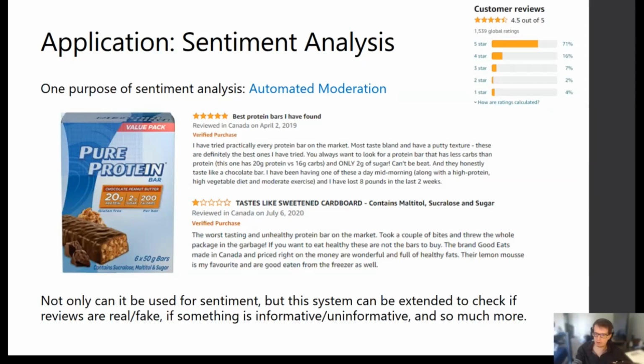So here are real Amazon reviews. And not only can you do it for toxicity or positivity or negativity, but you can also use these systems to look at reviews that are real or fake. So you could look at certain patterns in a sentence or certain words that bots use compared to what real people use. And when there's a certain threshold of real and fake words, you could remove it, for example. So I think both of these reviews are real.